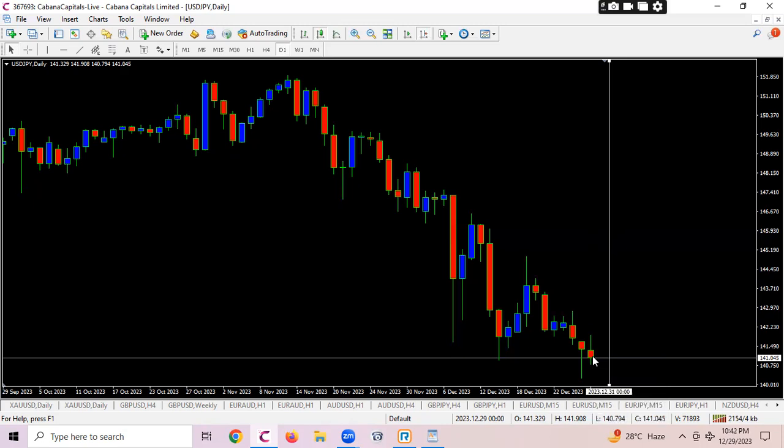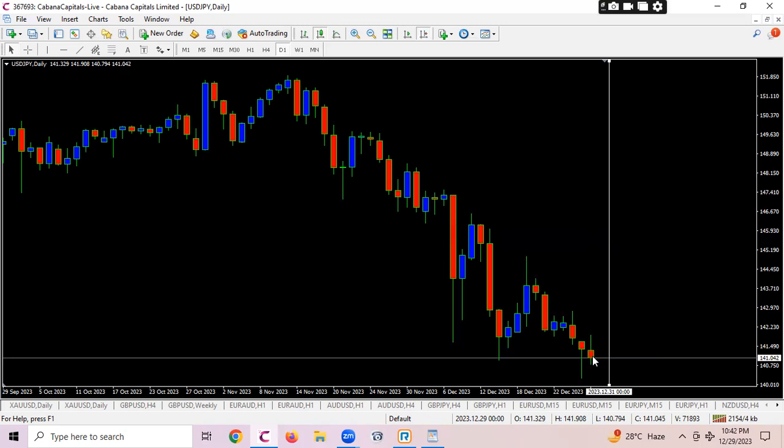Okay. We want to be sure there are buyers in the market. And how do we confirm that? The close of the next candlestick. If it is bullish, that tells us that there are buyers in the market. That is when we can take the risk.